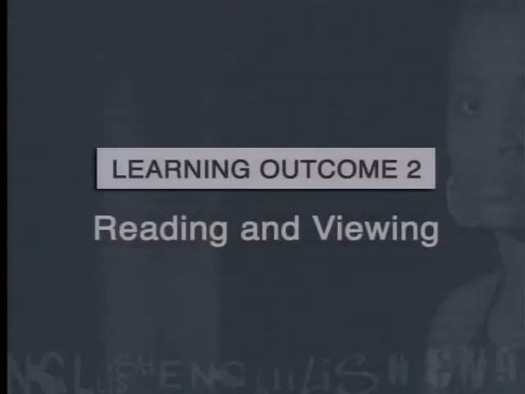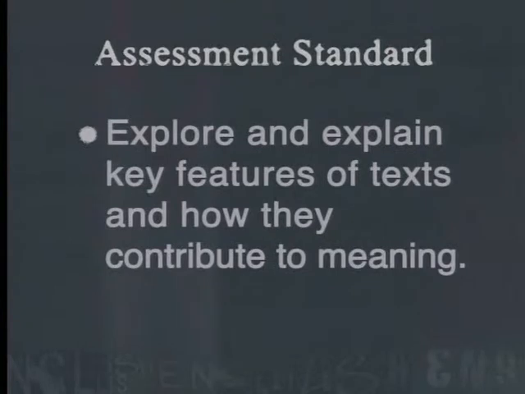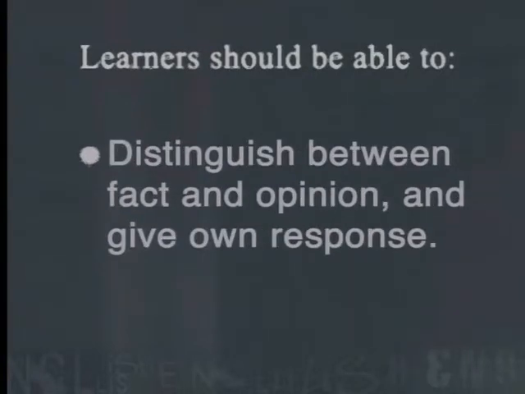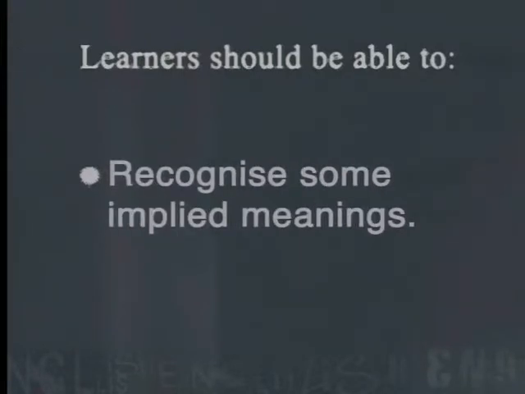The following lesson is linked to Learning Outcome 2, Reading and Viewing. It addresses the assessment standard that requires learners to explore and explain key features of texts and how they contribute to meaning. Learners should be able to identify and explain the purpose, structure, and language use in texts. Learners should be able to distinguish between fact and opinion and give their own response. They should also be able to recognize some implied meanings.